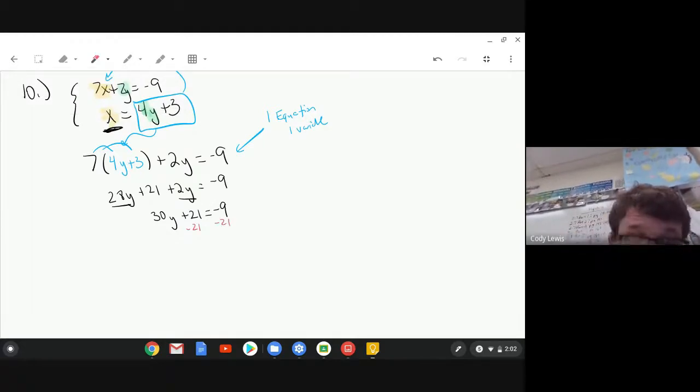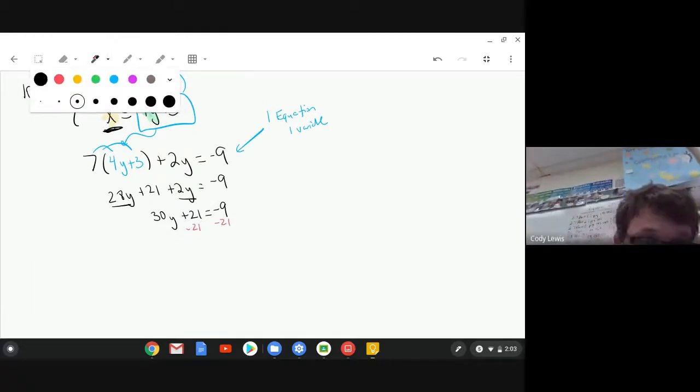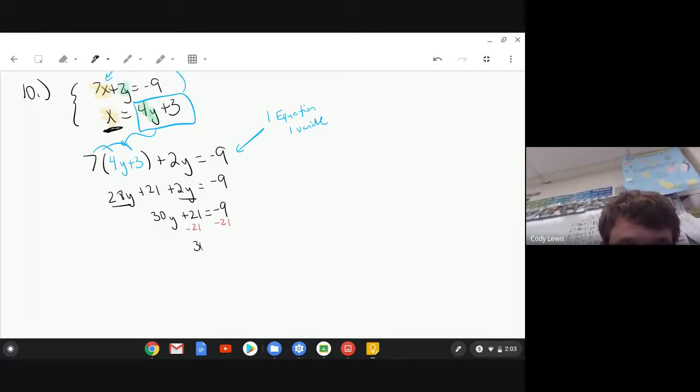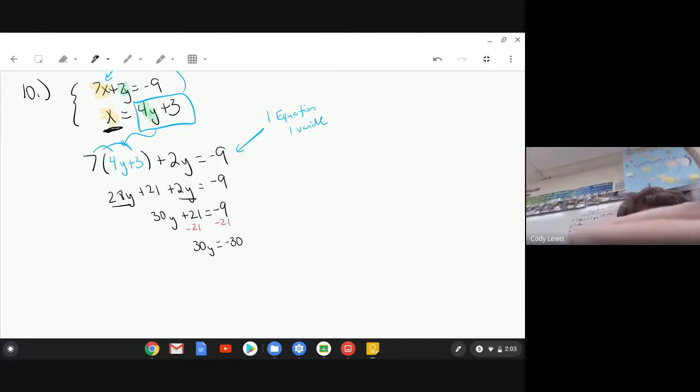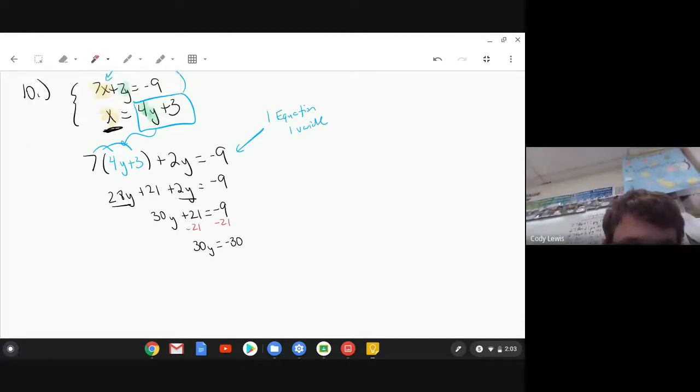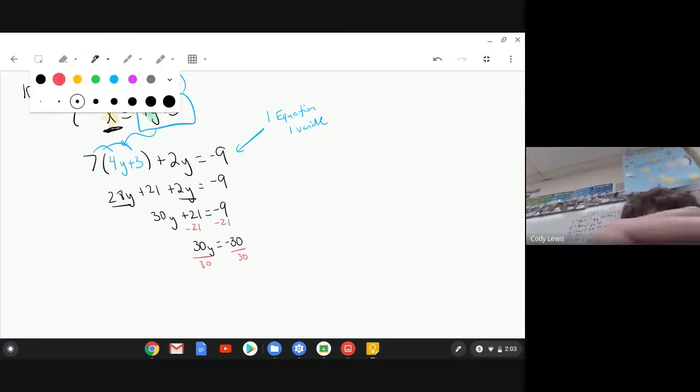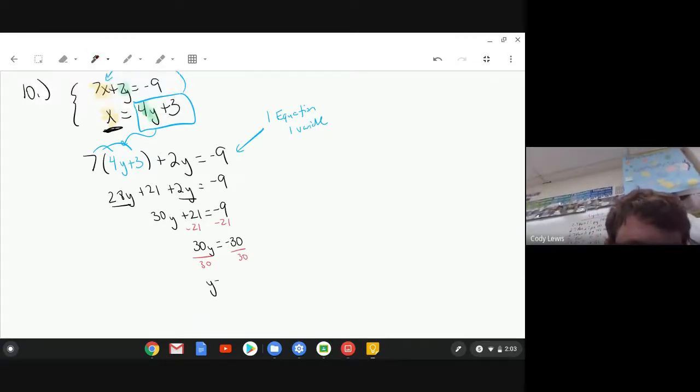So this is algebra review. This is not really necessarily geometry review. This is, but we did start the year off with algebra, with just remembering how to do some algebra stuff. Now I have to get rid of this multiplication, so I'm going to divide both sides by 30. So I end up with my first answer: y equals -1.